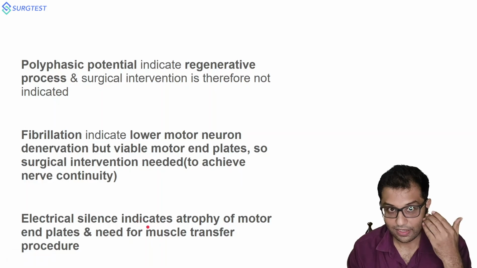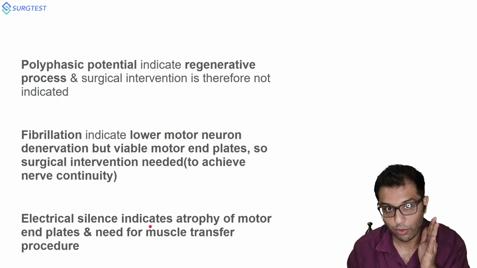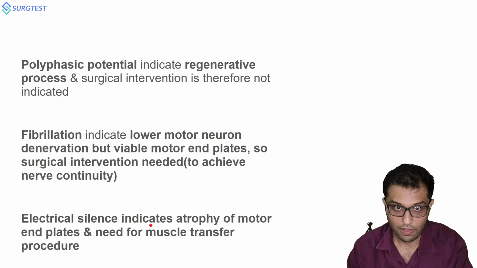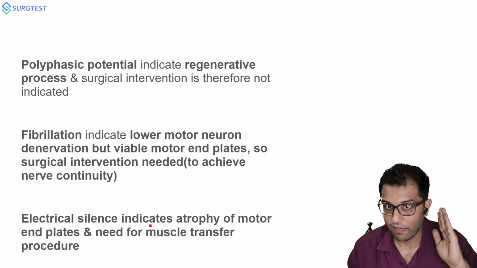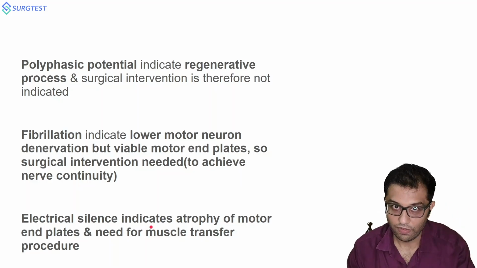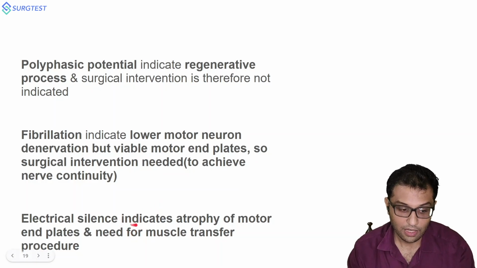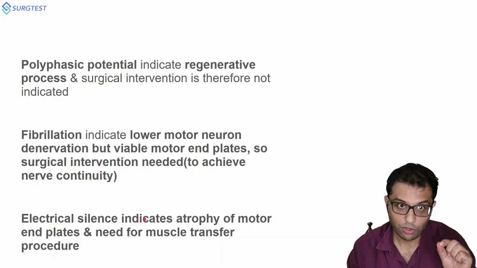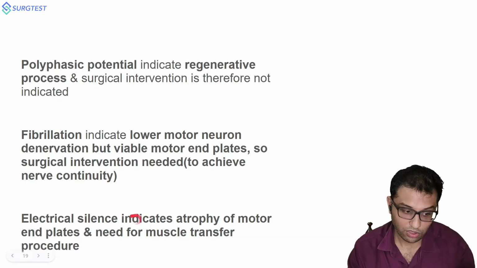If there is electrical silence, that is, motor end plates are gone, you have to put a new muscle, either a free muscle graft or a transposition graft like temporalis or masseter. There is no use in restarting the nerve conductivity. That is, if electrical silence occurs, nerve transfer procedures won't work. Only muscle transfer procedures will work.